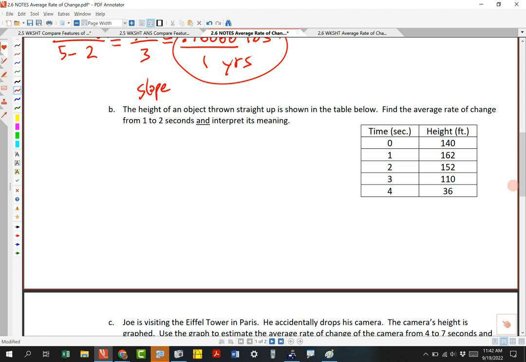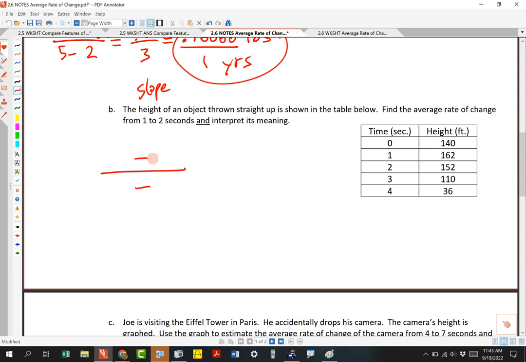Height of an object thrown straight up is shown in the table. Find the average rate of change from 1 second to 2 seconds and interpret its meaning. From 1 second to 2 seconds. So got a lot of information here. Seconds, and then we've got height, we've got it in feet, so we've got everything we need there. Okay, I'm going to put a subtraction problem on the top and the bottom. And I'm going to ask Hannah, what goes on the bottom?